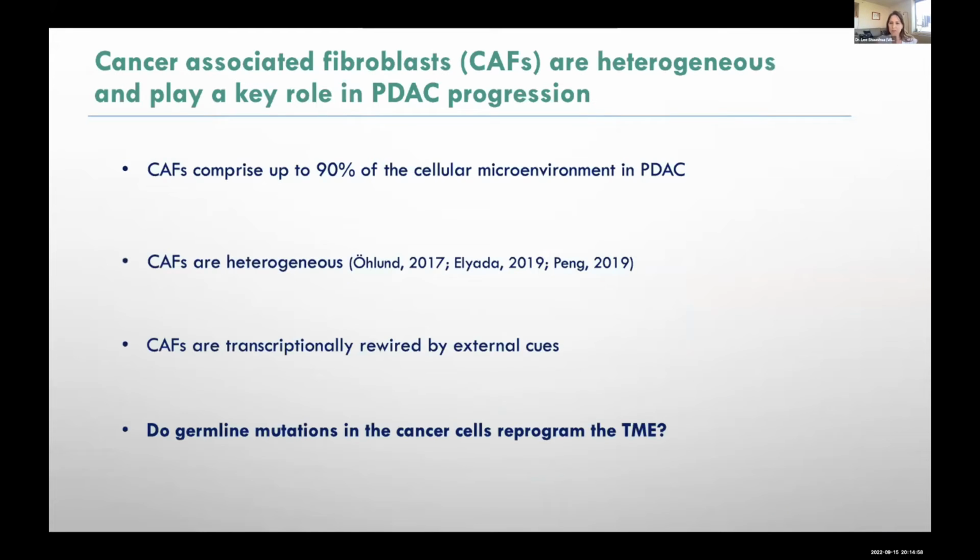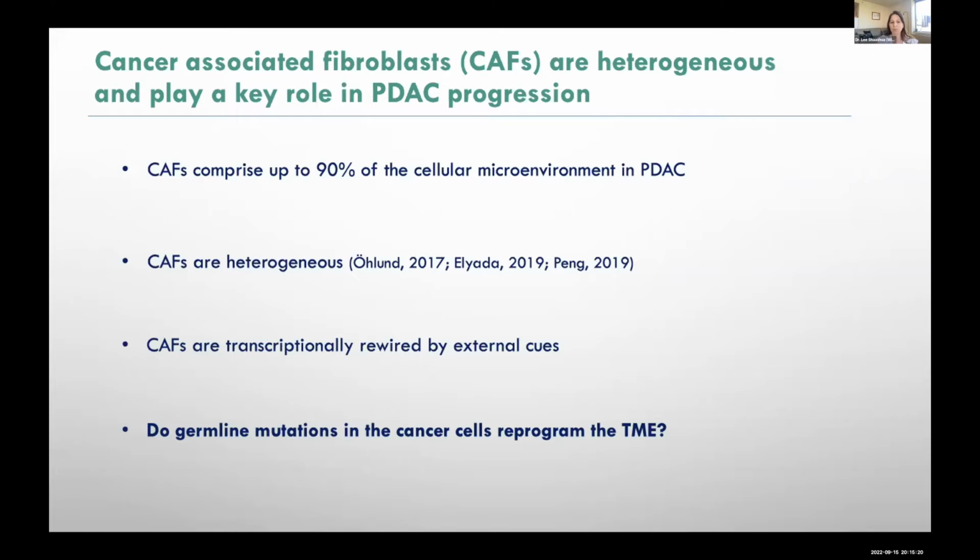In pancreatic cancer, it's very interesting that up to 90% of the cells are actually stromal cells and not the cancer cells themselves. And this is why many groups are studying these cells. So cancer-associated fibroblasts, in short CAFs, are the major cell type in these tumors.